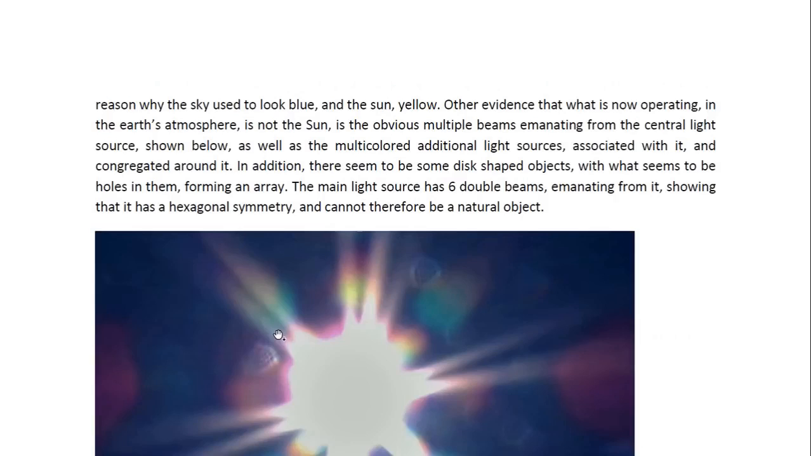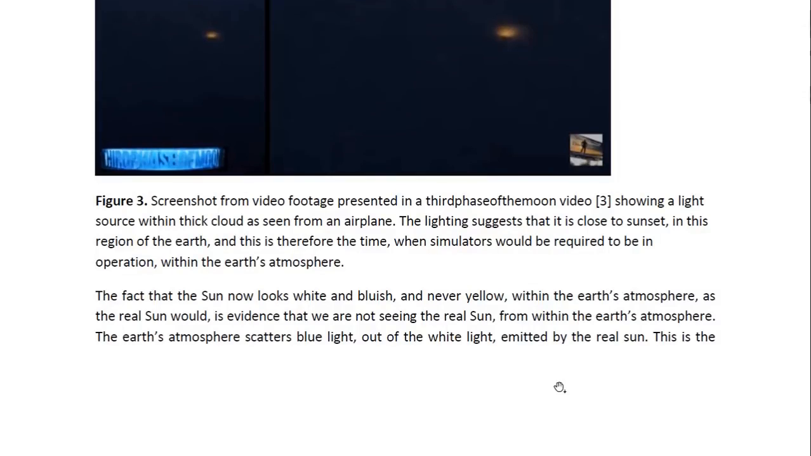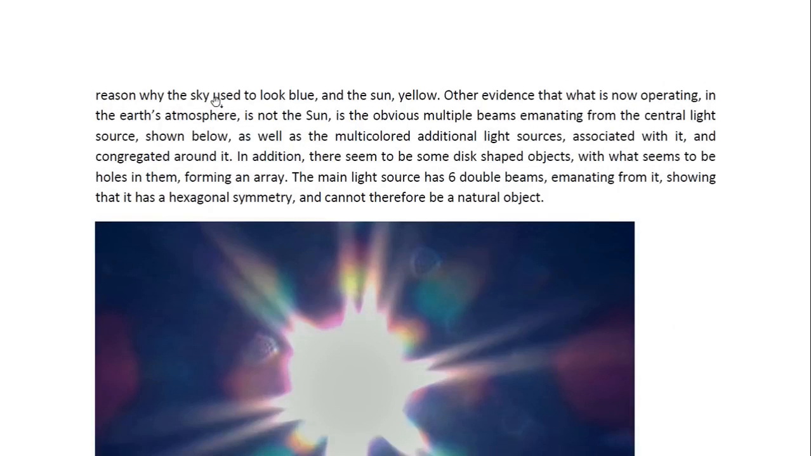Now, the fact that the sun now looks white and bluish, especially at the midday position, never yellow within the Earth's atmosphere, as the real sun would, is evidence that we are not seeing the real sun from within the Earth's atmosphere. The Earth's atmosphere scatters blue light out of the white light emitted by the real sun, and this is the reason why the sky used to look blue and the sun yellow.